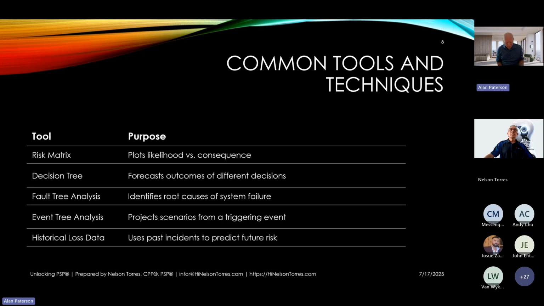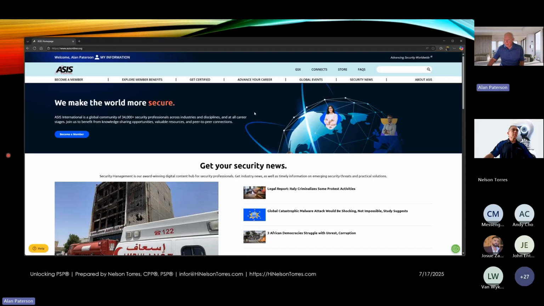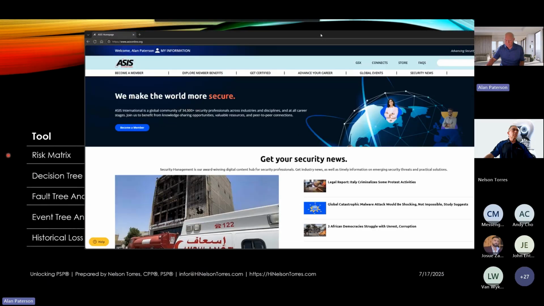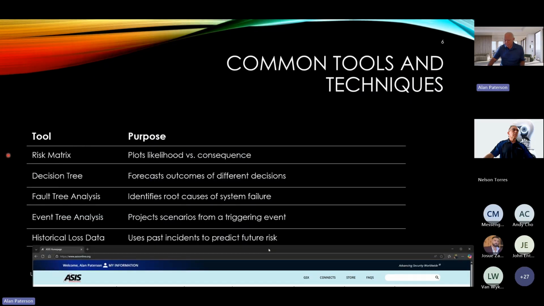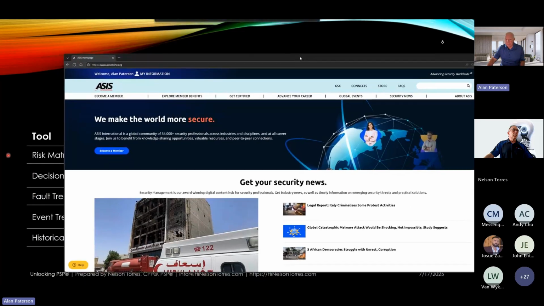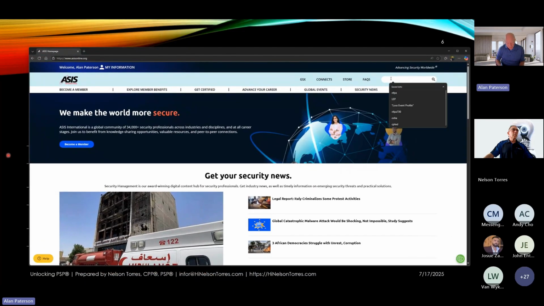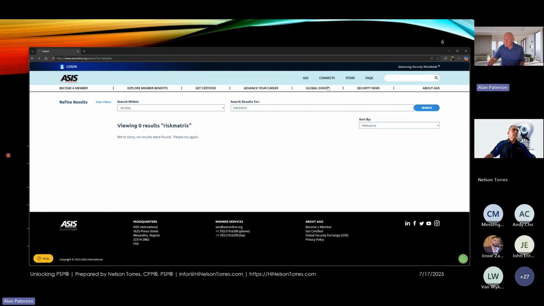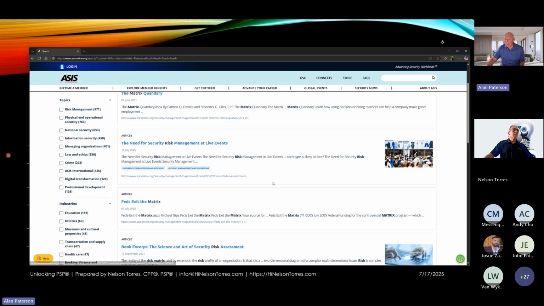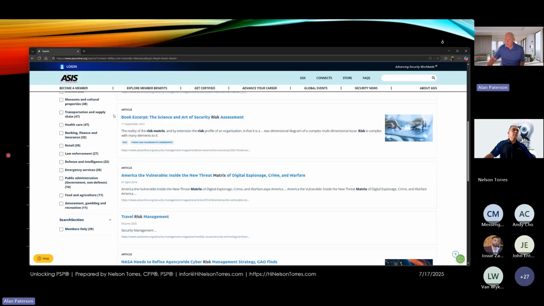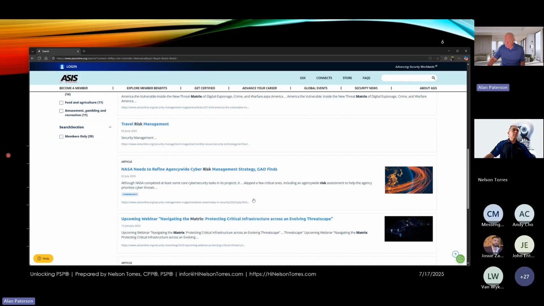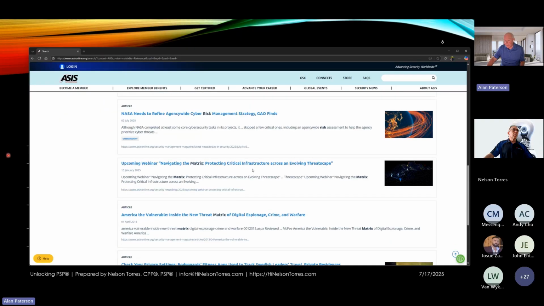One thing that I find very useful in this is the ASIS website. And I'll just bring that up for a second. So if you are a member, hopefully you are, you can put maybe a search here for risk matrix just to see what comes up. And it should give you some, sorry, I mistyped that. So it gives you many good articles. Some of these articles are free. Some of them are documentation, they have to pay, or they could be free if you're an ASIS member.